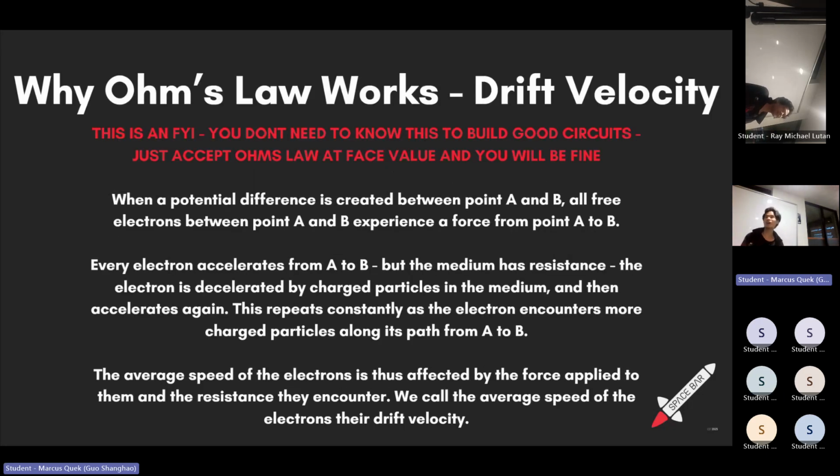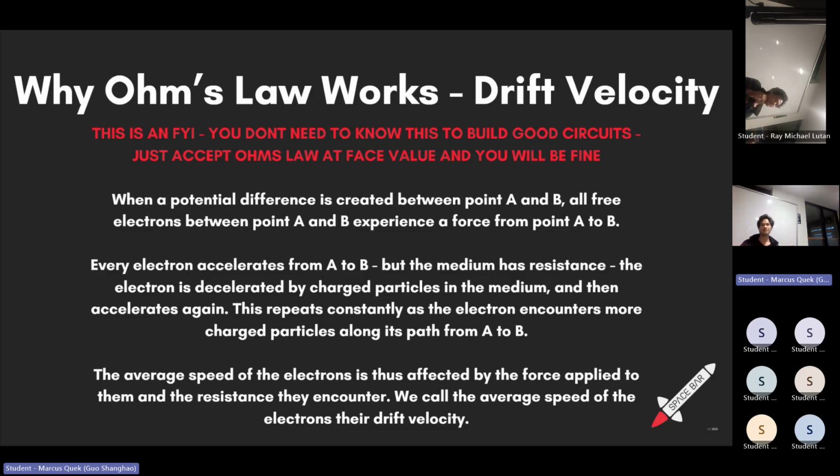Okay, with that in mind, let's talk about why V equals IR. So, again, we don't care, but I think it's interesting, so I'm going to talk about it, all right? So when you have point A and point B, and you have a potential difference across it, all the electrons between A and B will experience a force from A to B. So they'll all move this way. Every single electron will accelerate.